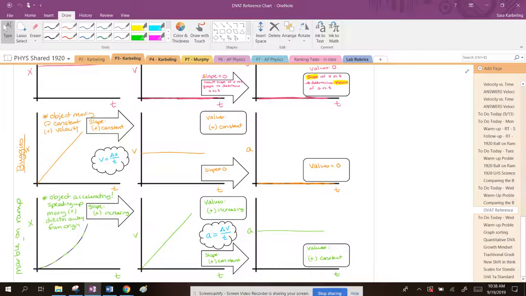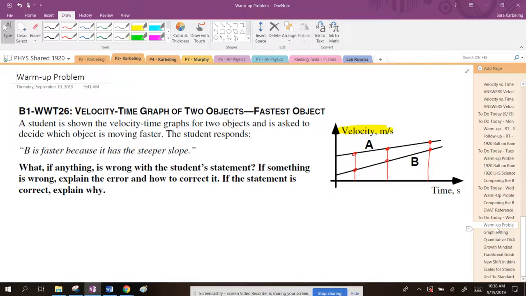Remember we said that for a position graph, if it has a slope that's not zero, then we know that the steepness of the slope indicates the velocity, right? So if I had given you this picture, and I had changed the velocity to a position, then that student would be right. But because it's a velocity graph, we just have to look at the values to tell us which one's going faster.